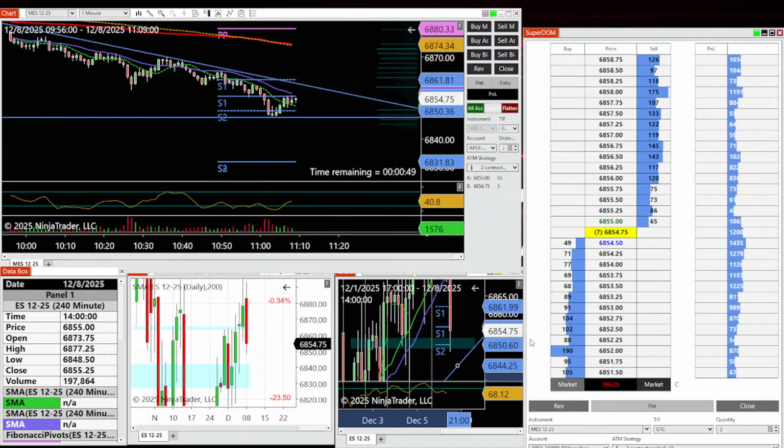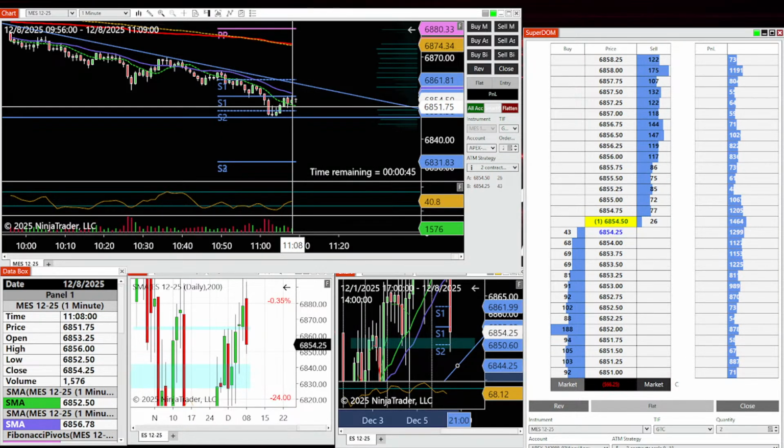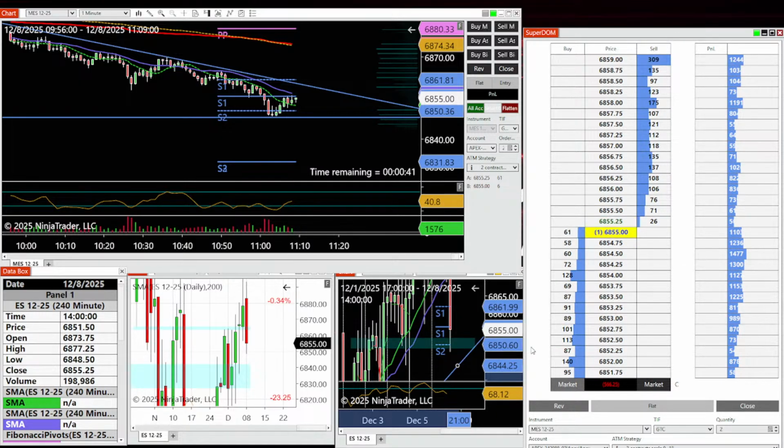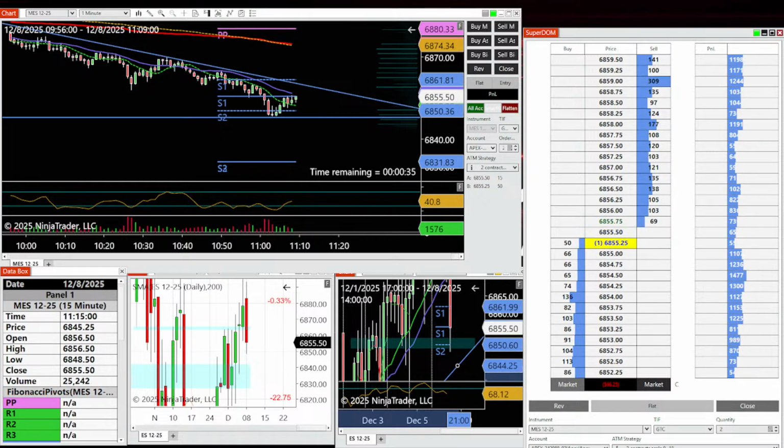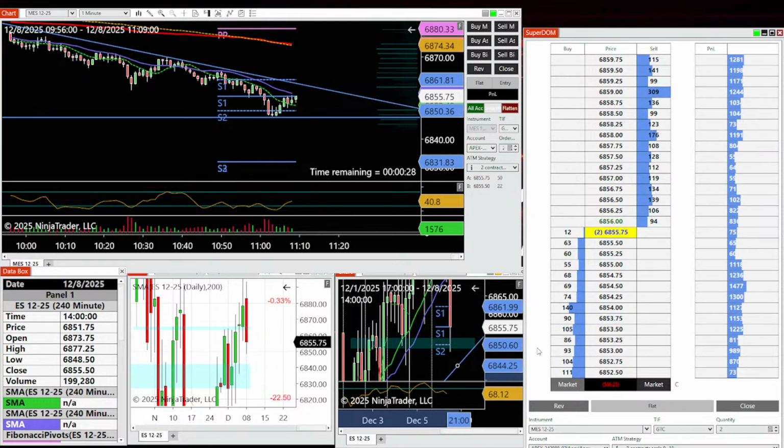Do we get a pop here, or are they going to shake weak positions out? Got a lower high here. We have a lower high forming. 15-minute bar open is 56.50 and the high is 56.50. So 56 is 50. Could be a turning point.